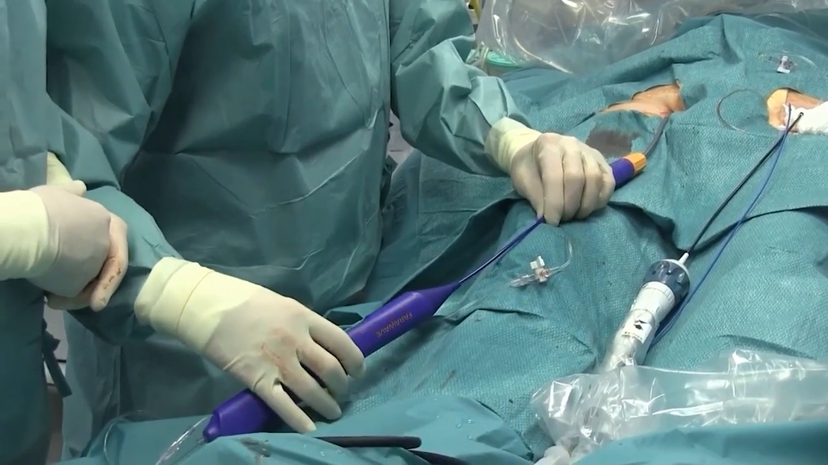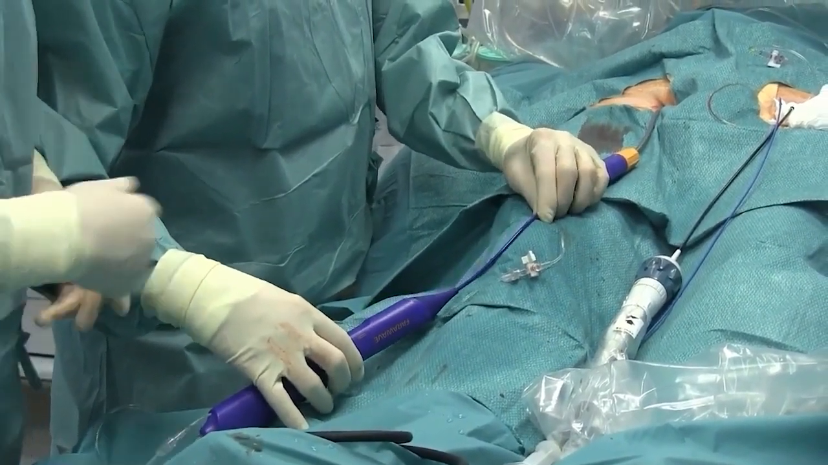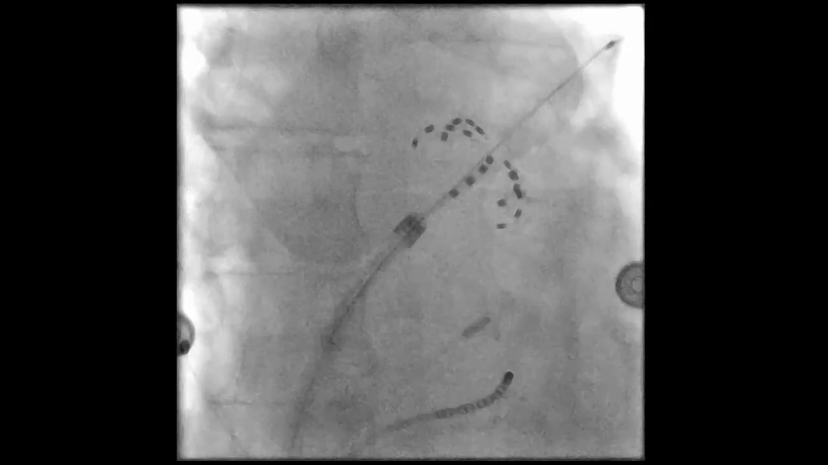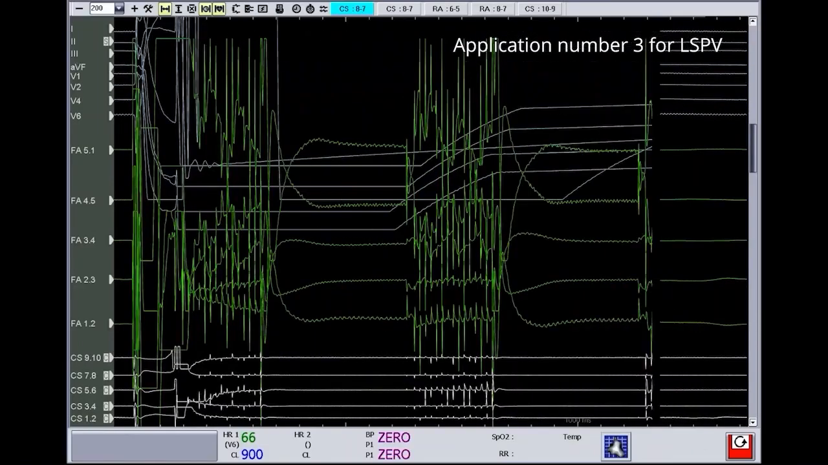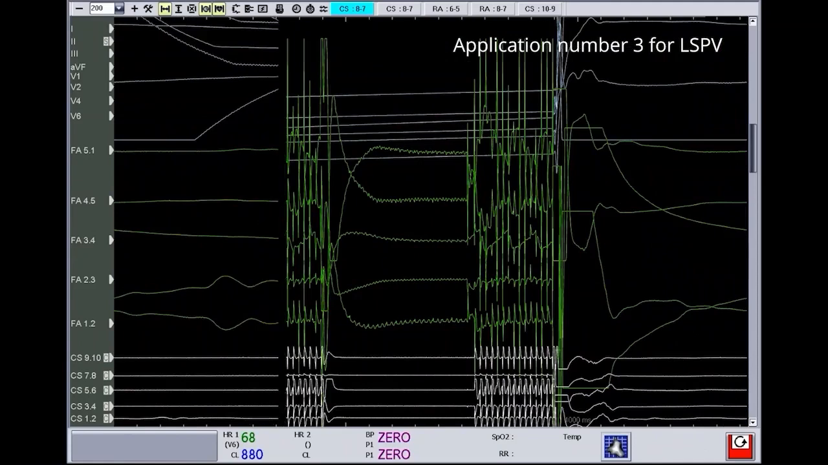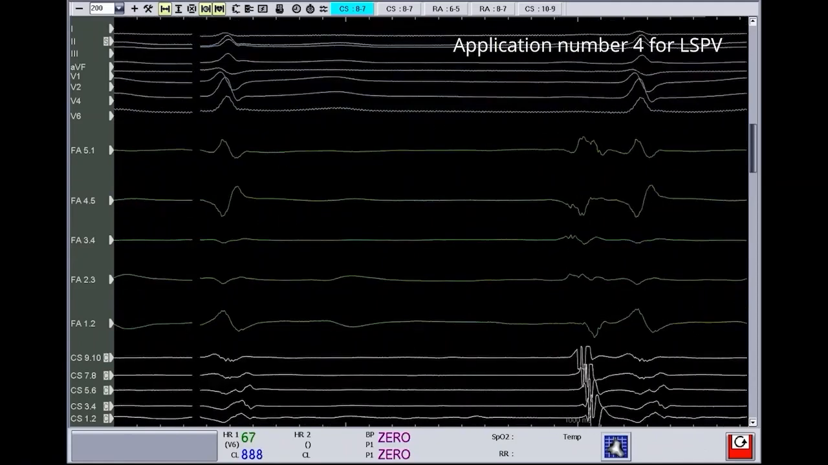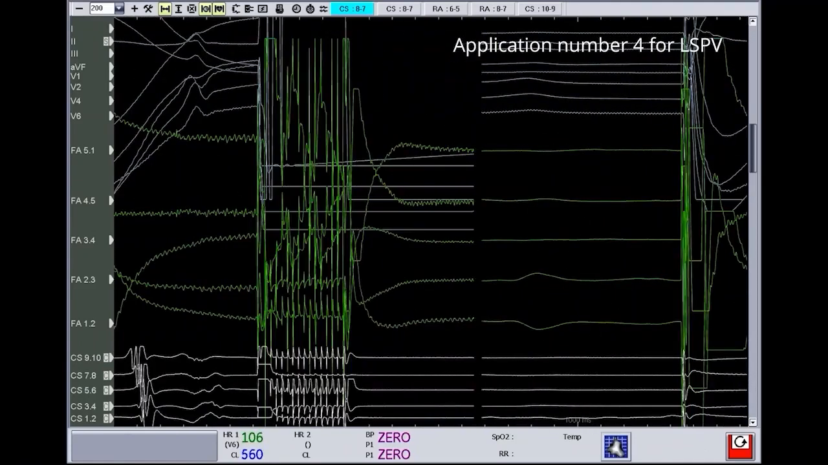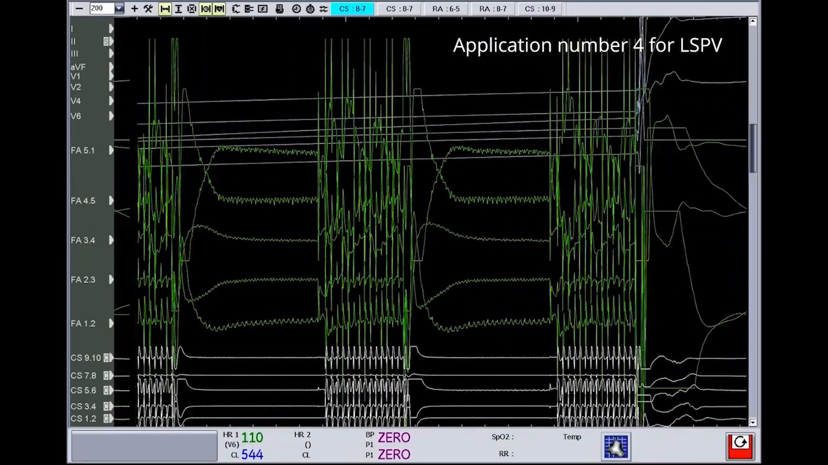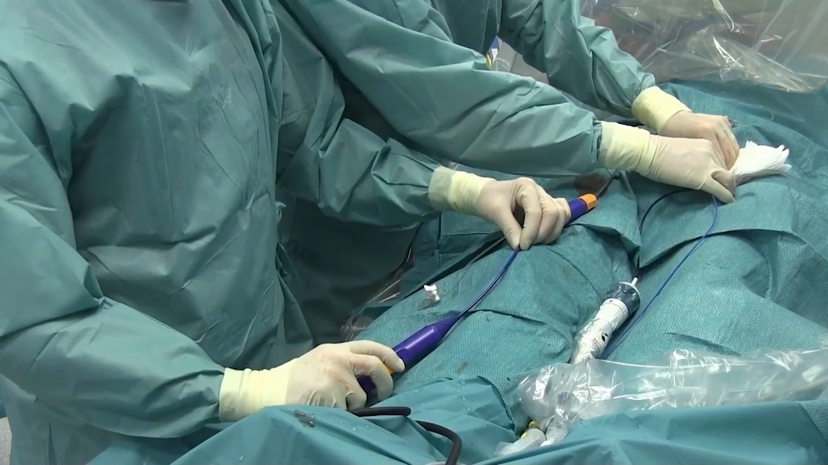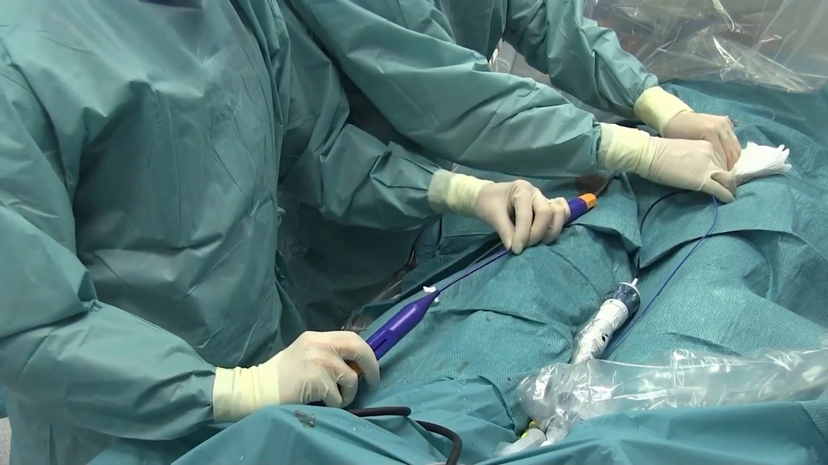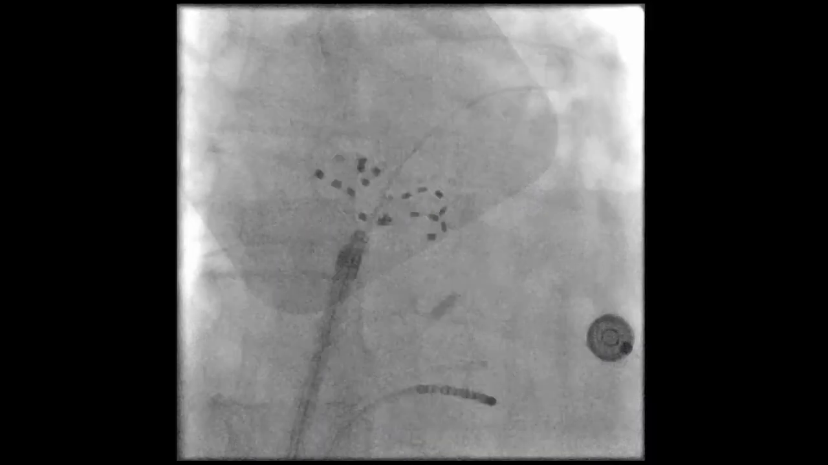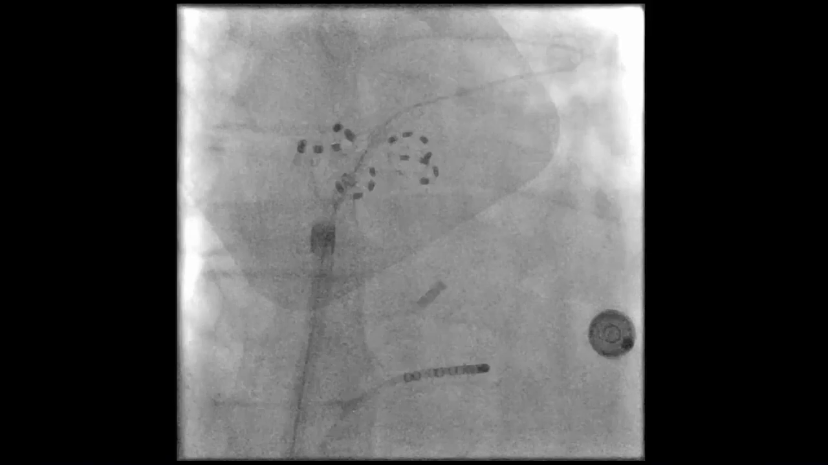Then the Farawave catheter is rotated about 30 degrees and the third and the fourth applications are delivered. During applications, the intracardiac electrograms are distorted by artifacts. Then the catheter is changed into the flower configuration. Fluoroscopy and ICE are used to optimize positioning.